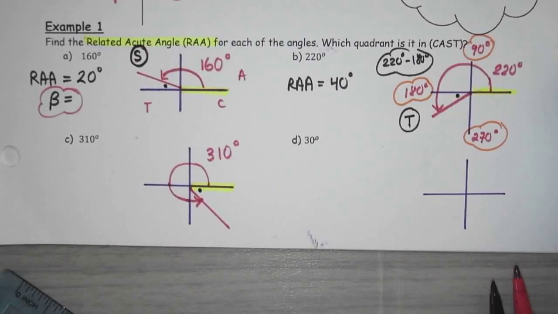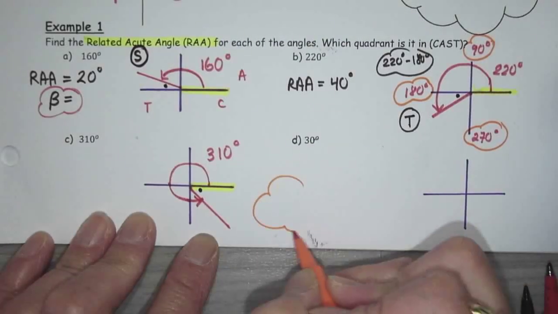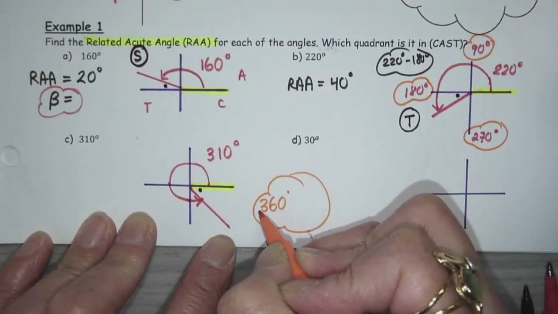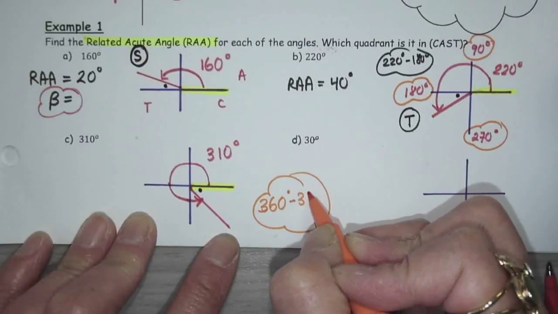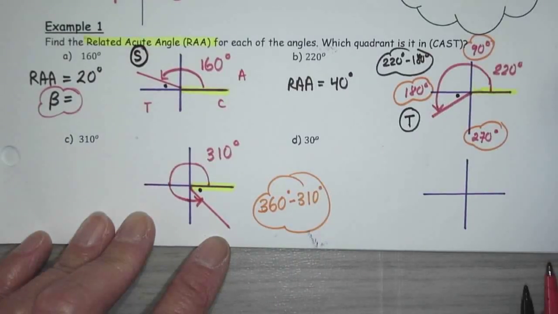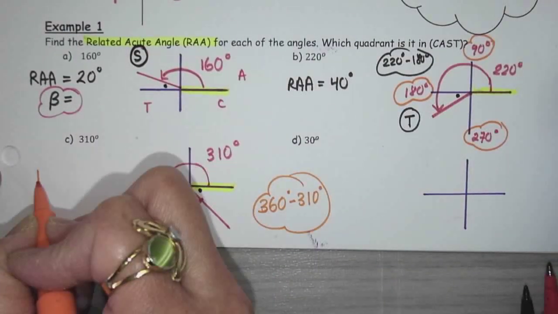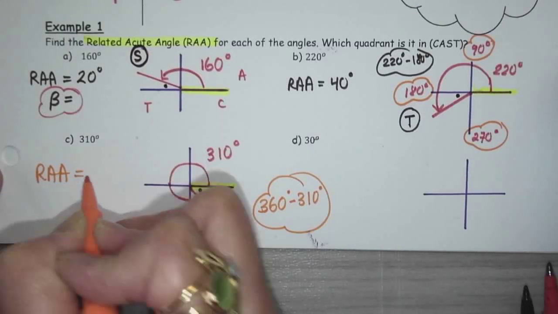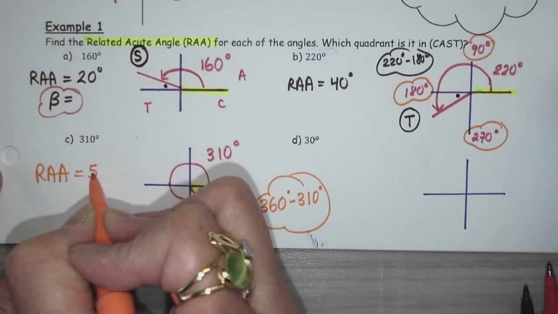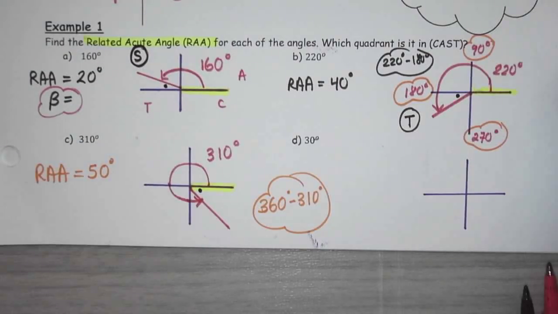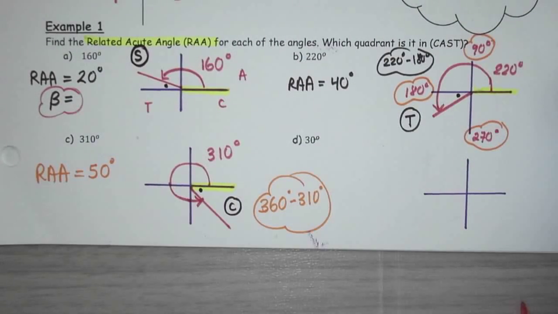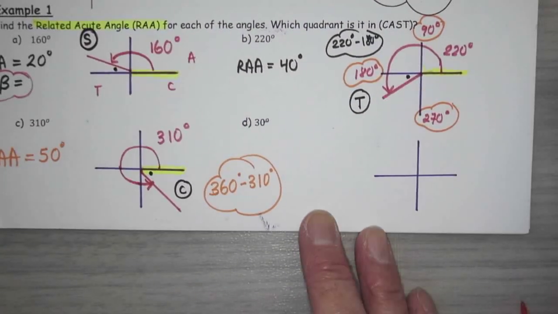In my brain, I would do 360 minus 310. And again, you don't have to show me that. And you know your RAA is 50. Okay, and which quadrant are you in? C. That's it. Right? This is our first step for some other stuff we're going to be doing. So we want to get the first step done.